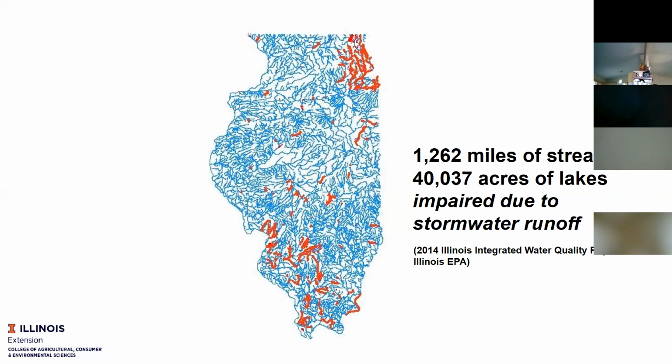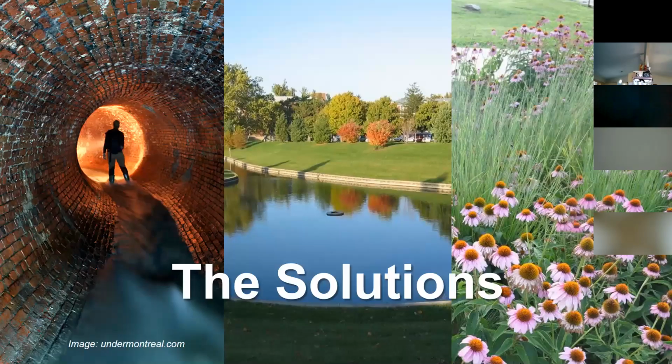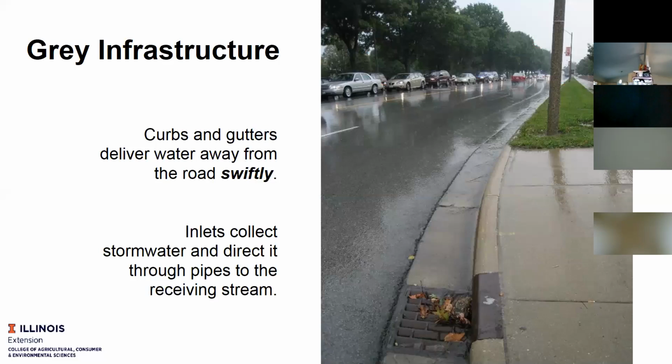So now that I've probably depressed everyone, we're going to get to some solutions. Here's some of our solutions. We're going to first talk about conventional gray infrastructure. Storm drains are one solution to flooding problems. They treat water as a waste, as you probably know, and they can be very effective at moving stormwater runoff swiftly away to receiving streams.